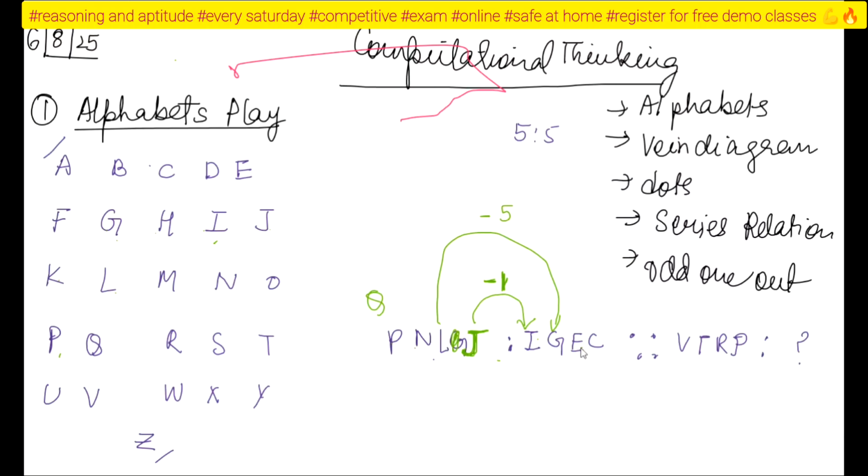Now N and E. 1, 2, 3, 4, 5, 6, 7, 8, 9. 9 times we have to move, -9 times. And P and C. So 1, 2, 3, up to 13. 13 times. Is this okay to you, beta? 13 times, right?